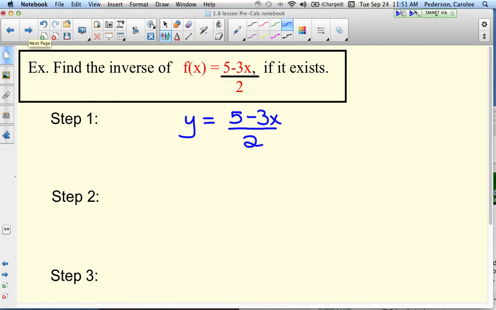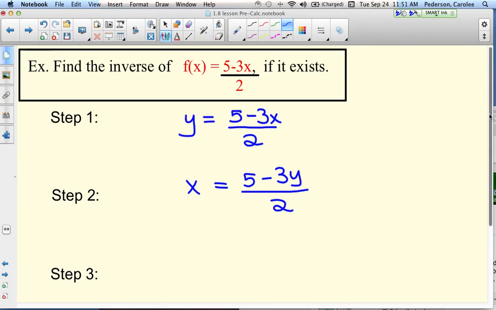Step 2 is to interchange the x and y terms. So y becomes an x, and x becomes y. Now we solve this equation for y.